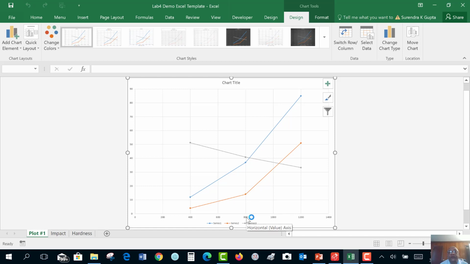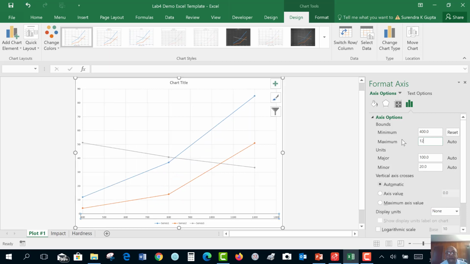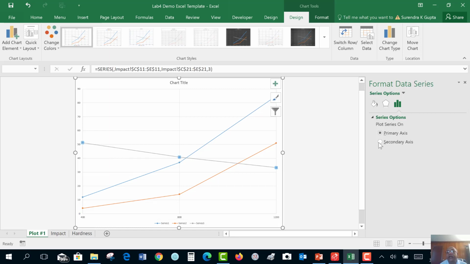Okay, the first thing we are going to do is format the axes. So our temperatures go 400 to 1200, with spacing of 400. All right. So these two, blue and red, are our impact toughness. So they have different units. This is hardness, different units. So let's move this to secondary axes.